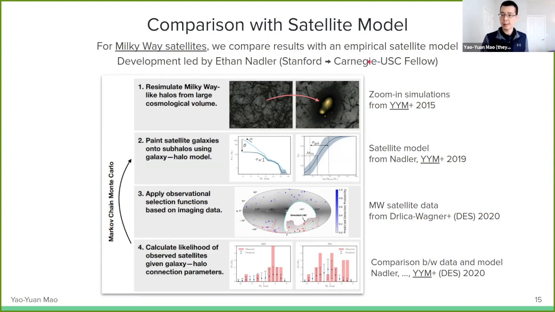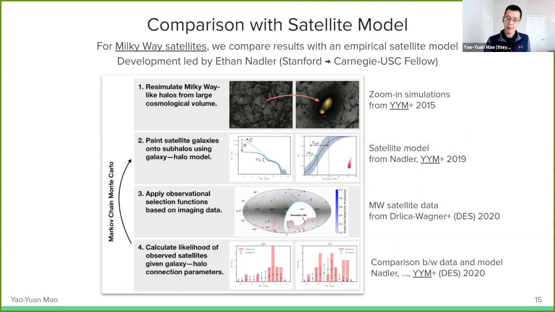We start with the suite of simulations that I ran earlier, and then we apply a satellite model. The satellite model is a connection of substructure to satellite galaxies, mostly based on subhalo abundance matching. That is the empirical model connecting dark matter halos and galaxies. But we include a few recipes to take into account, for example, the disruption due to the central galaxy of the satellites. So it's slightly more sophisticated than the plain abundance matching technique.